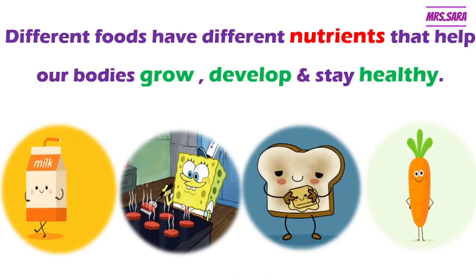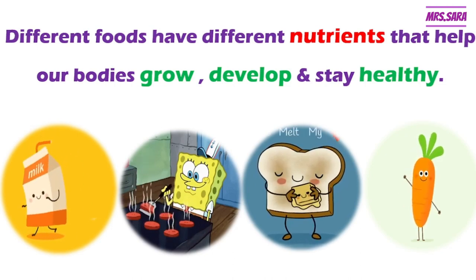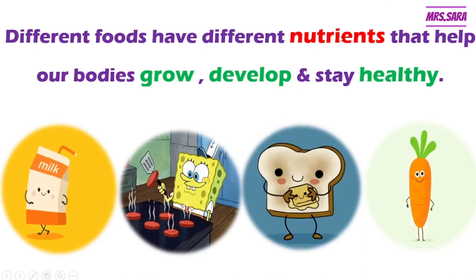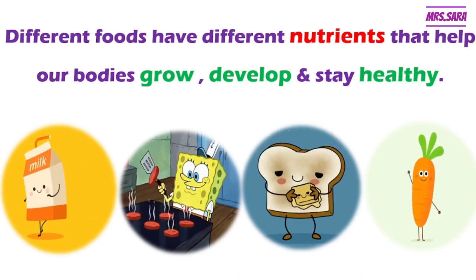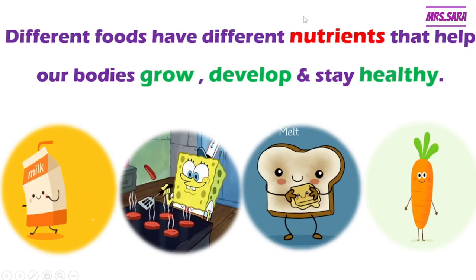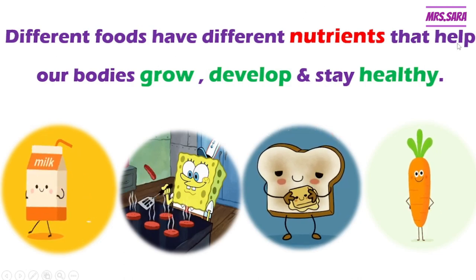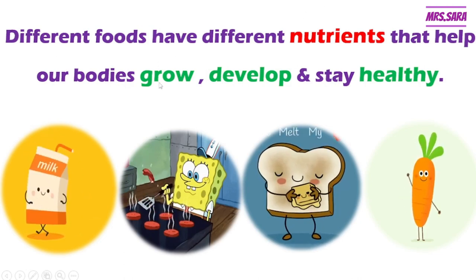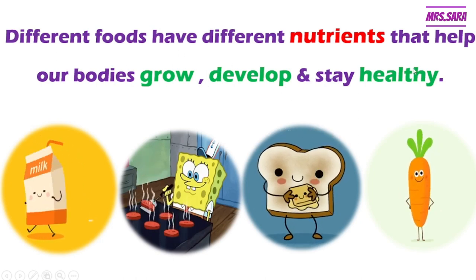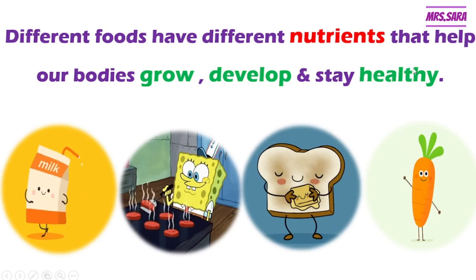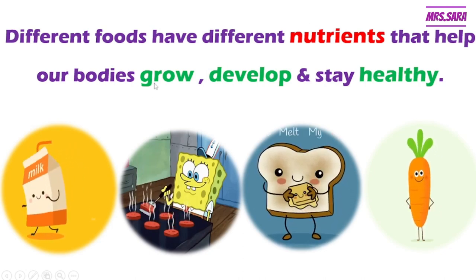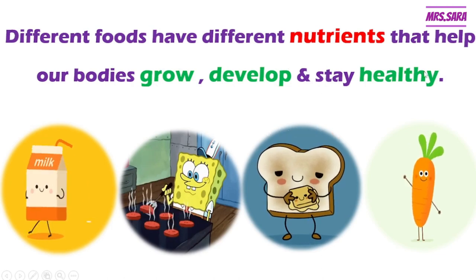Each food, Primary 2, has or contains something called nutrients. Nutrients are very important for our body to grow. So different foods have different nutrients that help our body to grow and develop. Develop means grow well and stay healthy. So different foods have different nutrients that help our body to grow, develop, and stay healthy.